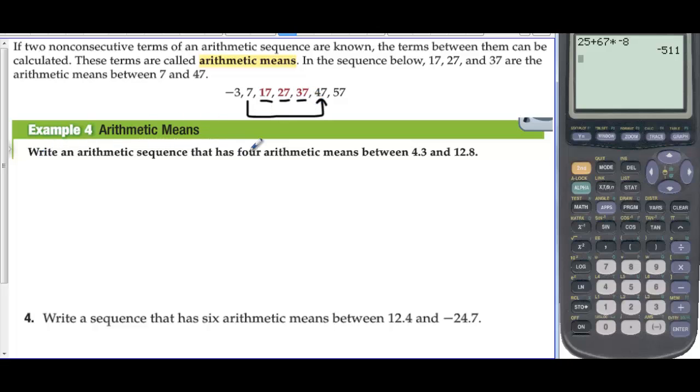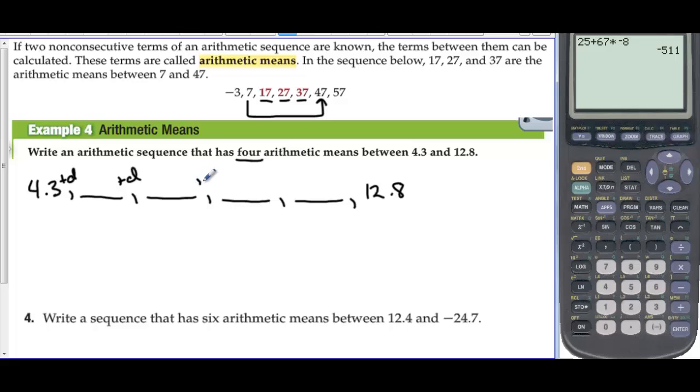Write an arithmetic sequence that has 4 arithmetic means between 4.3 and 12.8. We'll start out with 4.3. And we'll write 4 arithmetic means in between. In other words, 4 values. 1, 2, 3, and 4. And then the last number is 12.8. To get from 4.3 to 12.8, we added on a common difference once, twice, 3 times, 4 times. We added on the common difference 5 times.